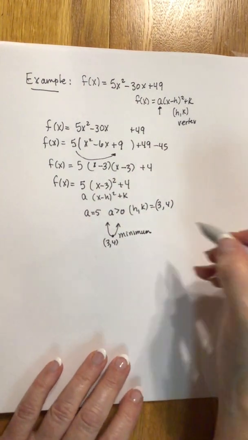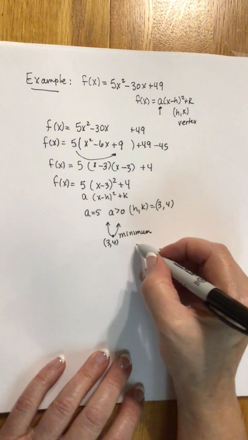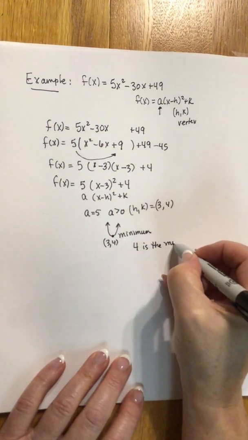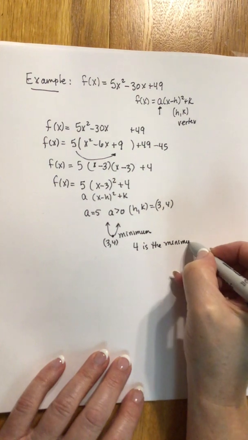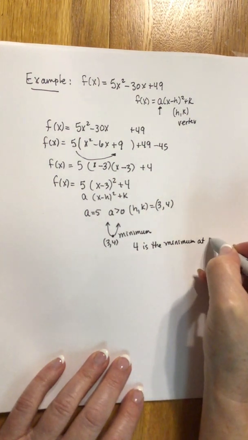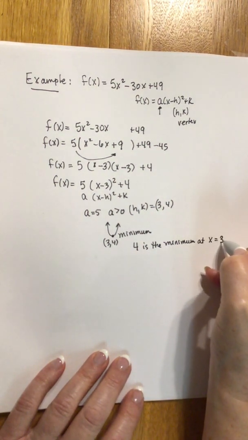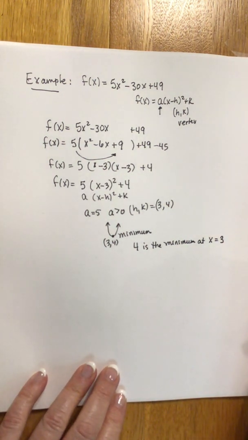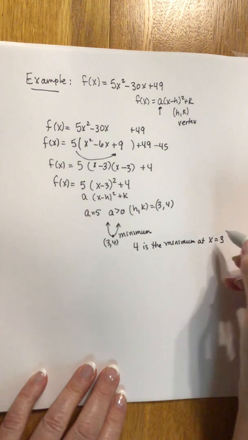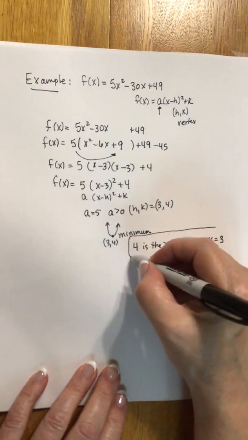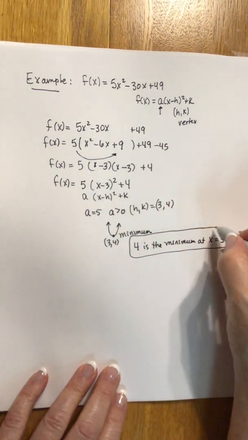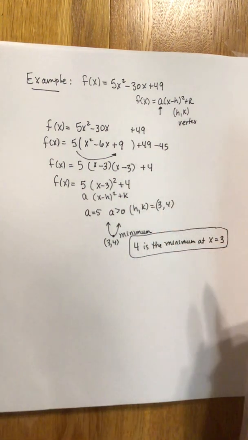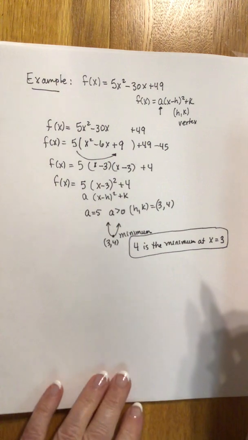So now, how do I write the minimum? So we're going to say 4 is the minimum at x equals 3. Does everybody see that one? So this would be my answer. Now, if I'm grading this on a test, I'd also be grading things like standard form, where you took half of b and squared it and so forth.